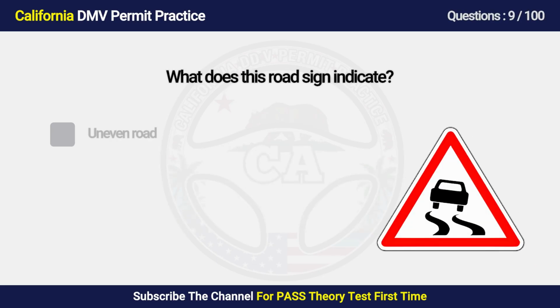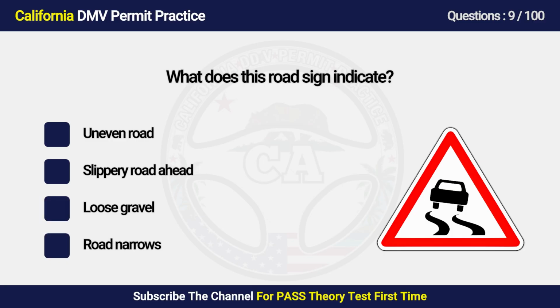Question 9. What does this road sign indicate? A. Uneven road. B. Slippery road ahead. C. Loose gravel. D. Road narrows.